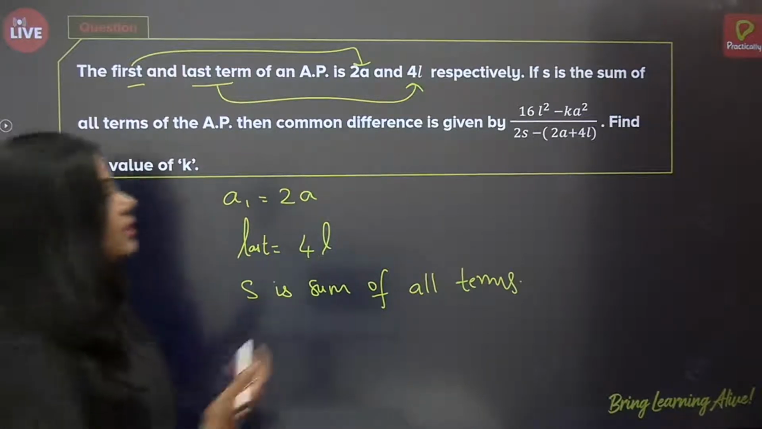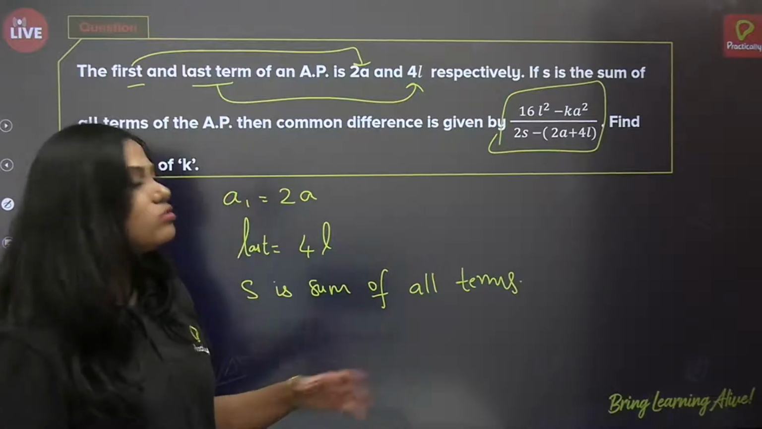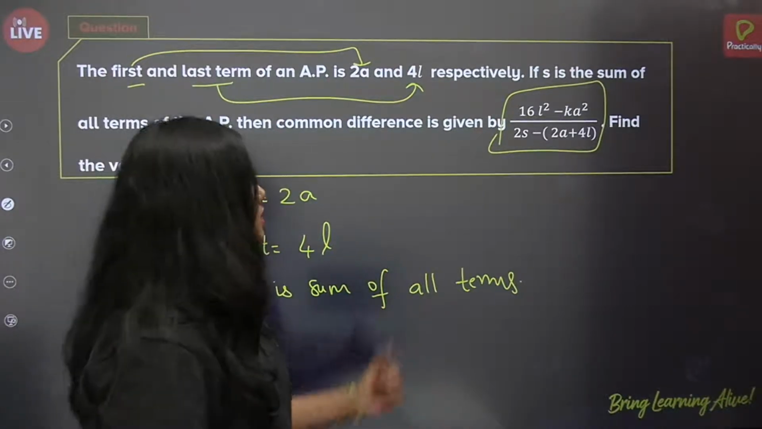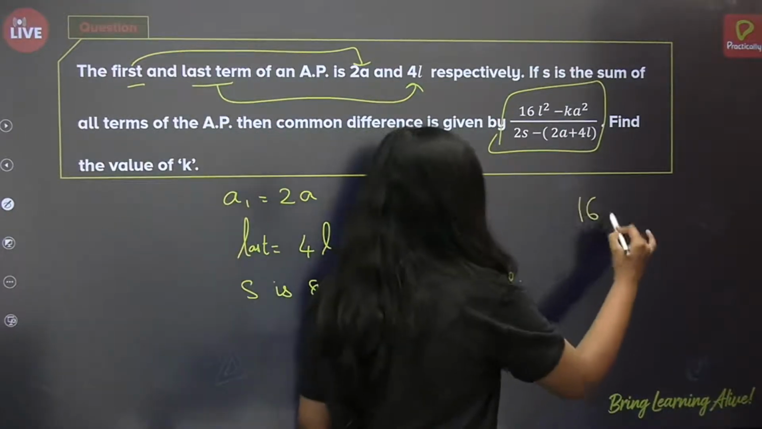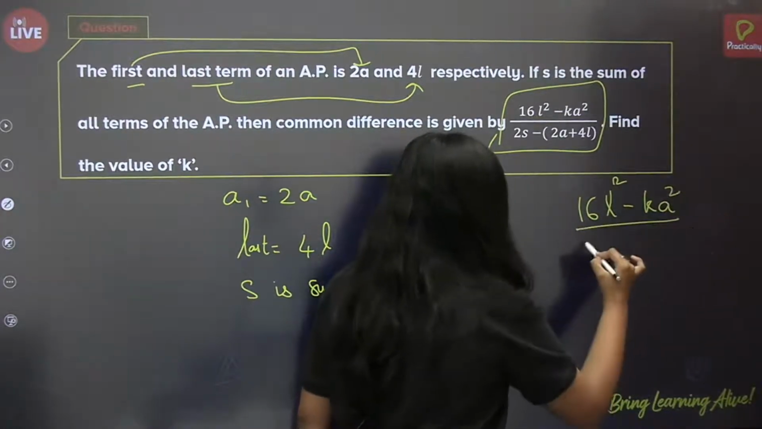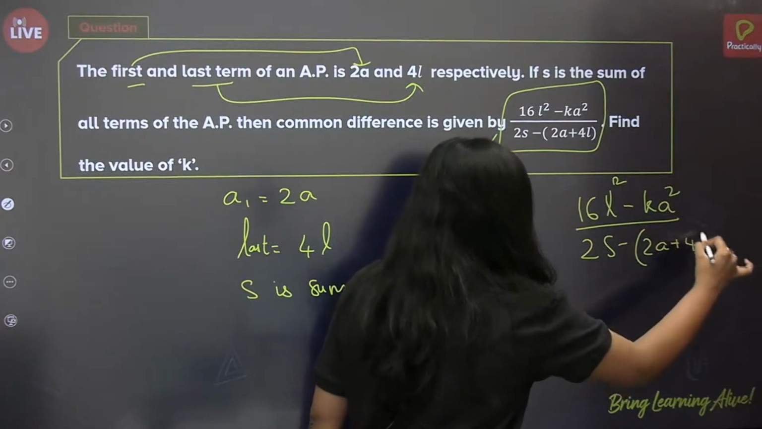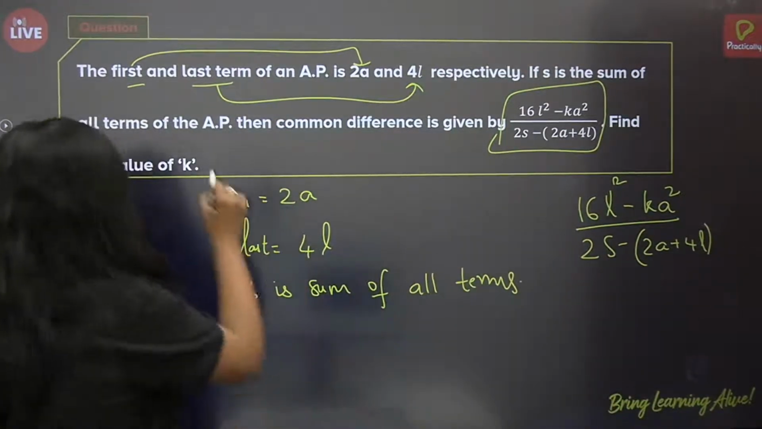then the common difference is given by this fraction. What is it? 16L square minus Ka square by 2S minus 2A plus 4L. Find the value of K.